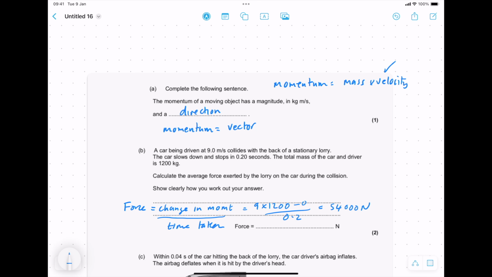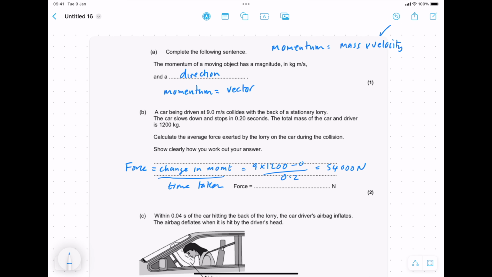So 0.2 seconds, what is that? That's a fifth of a second. Okay, so we've got a force which is 54,000 newtons.